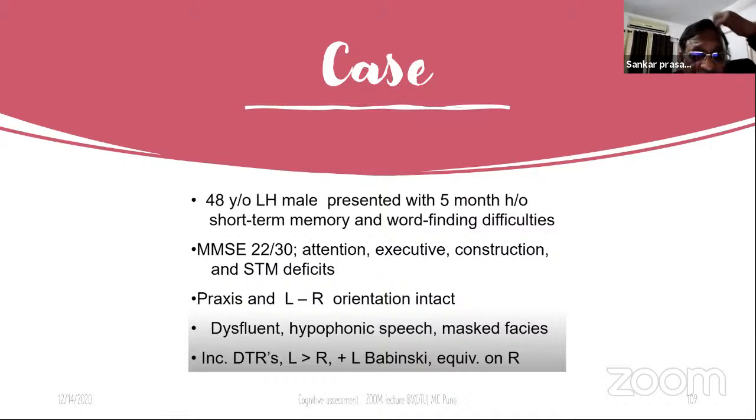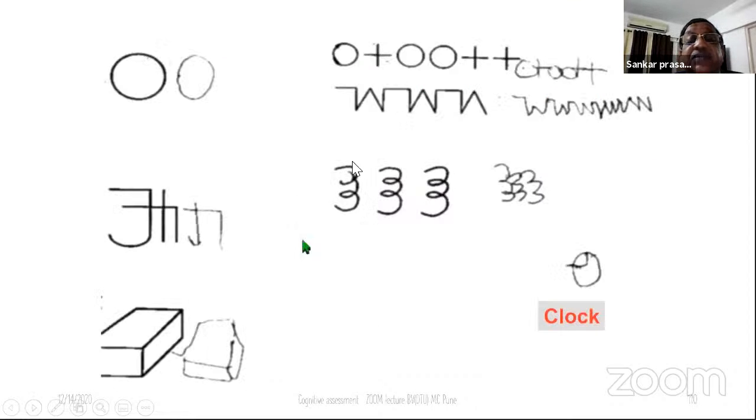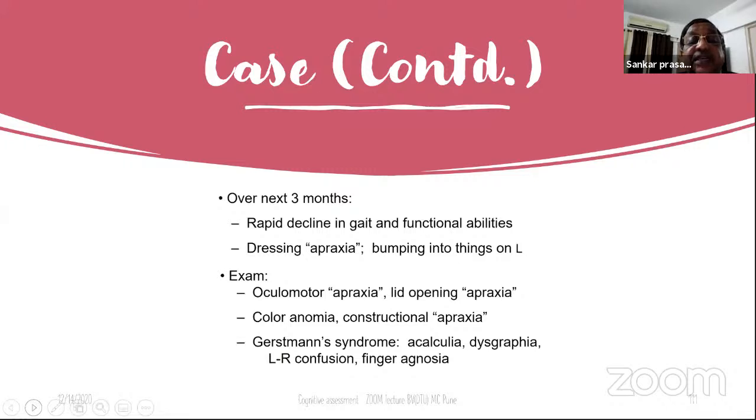So what is this case? I'll show you the MRI also in this. He has many problems: the circle is not done correctly, there is a perseveration, he is not able to do this task properly, his clock is very bad, and he is not able to do the two-dimensional and three-dimensional pictures. Over the next 3 months, there is a rapid decline in gait and functional abilities.